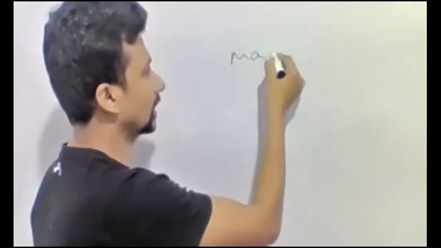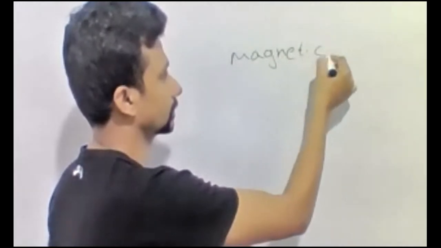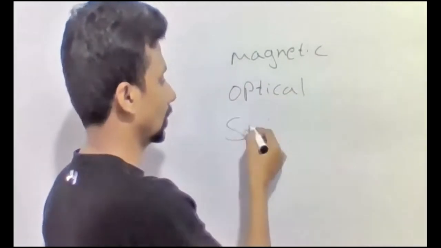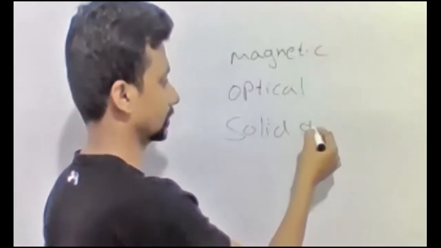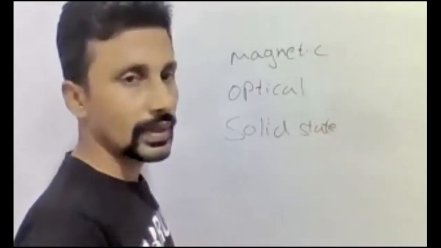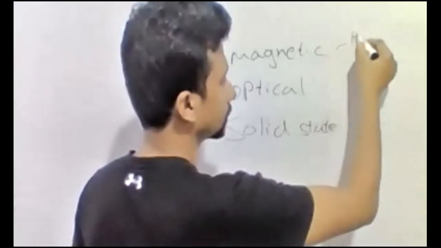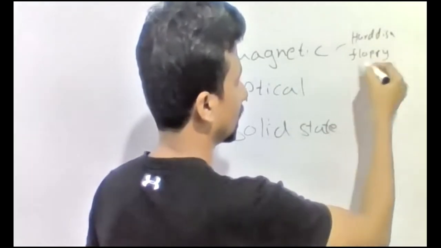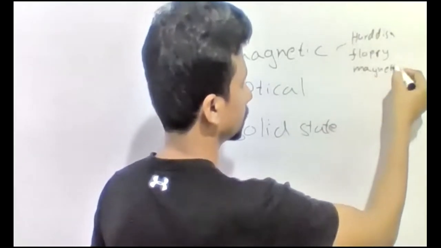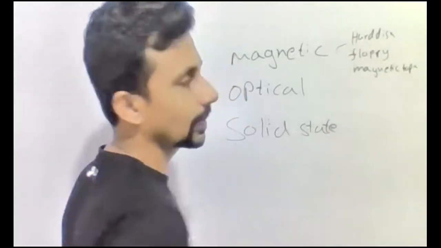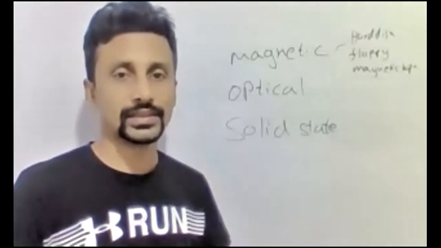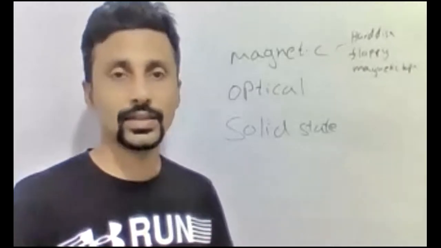We have three different types: magnetic media, optical media, solid state media. So when you take hard disk, floppy disk, magnetic tape, these are coming under magnetic media. They are using magnetic fields to store data. That is the mechanism they are using.